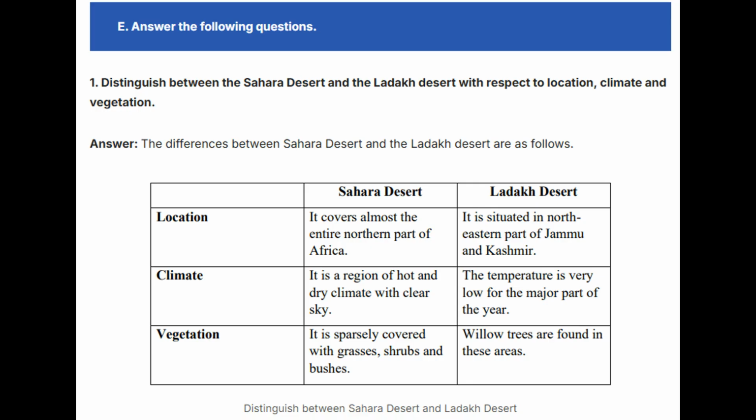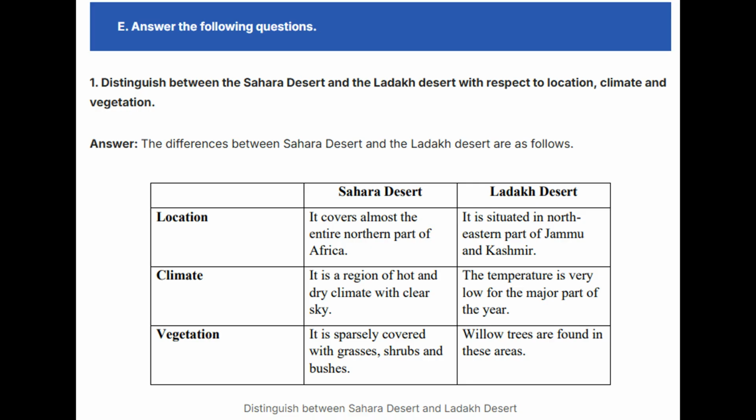E. Answer the following questions. First, distinguish between the Sahara Desert and the Ladakh Desert with respect to location, climate, and vegetation. Answer, the differences between Sahara and the Ladakh Desert are as follows. Location. Sahara Desert, it covers almost the entire northern part of Africa. Ladakh, it is situated in northeastern part of Jammu and Kashmir.